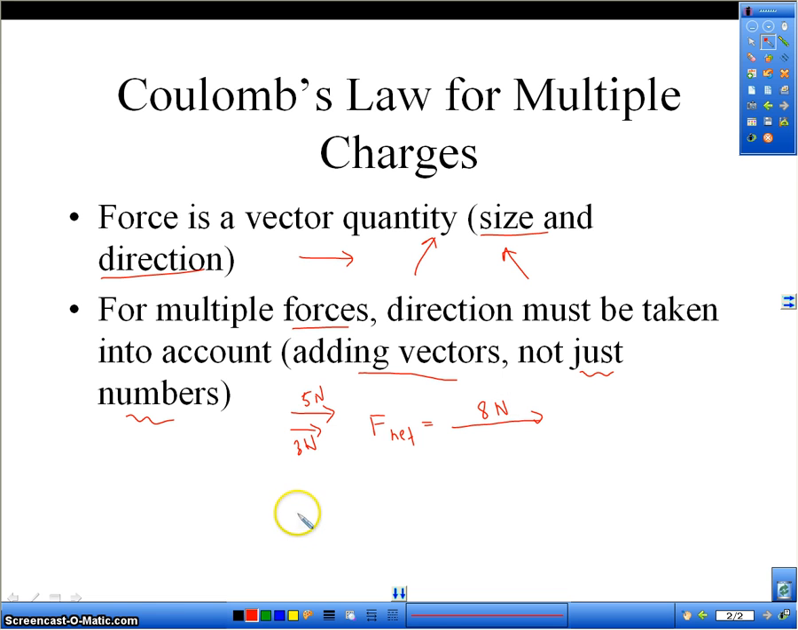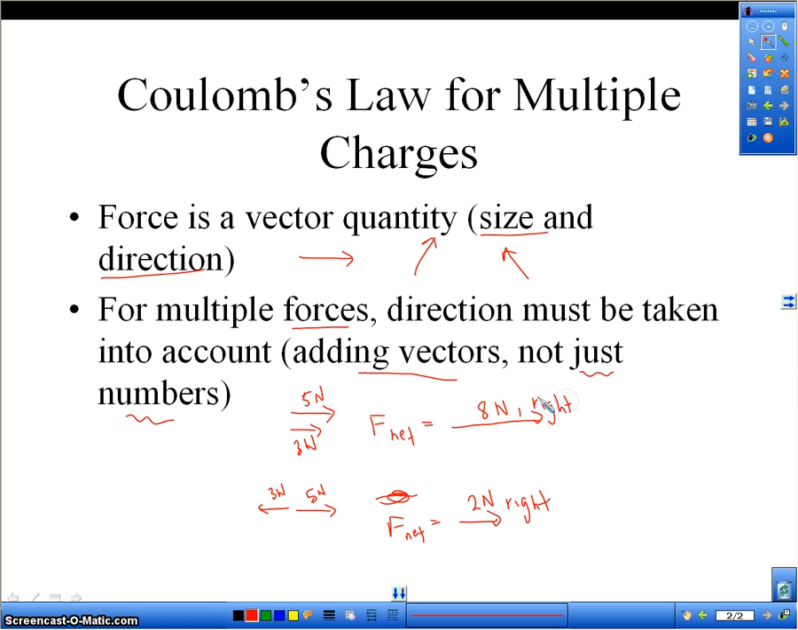Likewise, if I had 5 newtons pulling one way and 3 newtons pulling back the other way, my net force would be 2 newtons pointing to the right. And I should say up here that this net force really is 8 newtons pointing to the right.